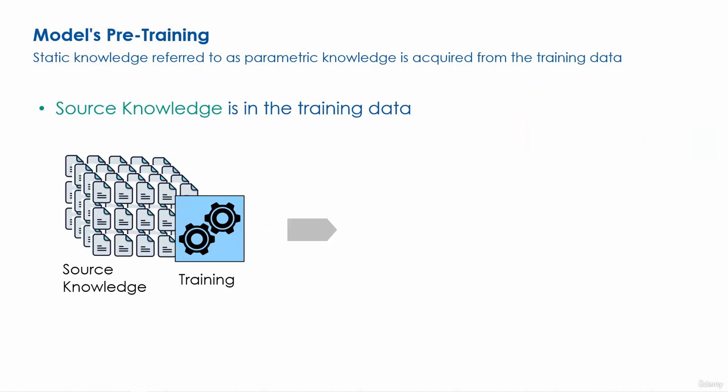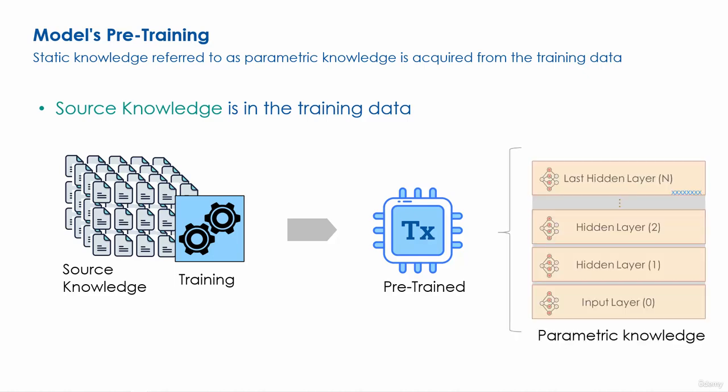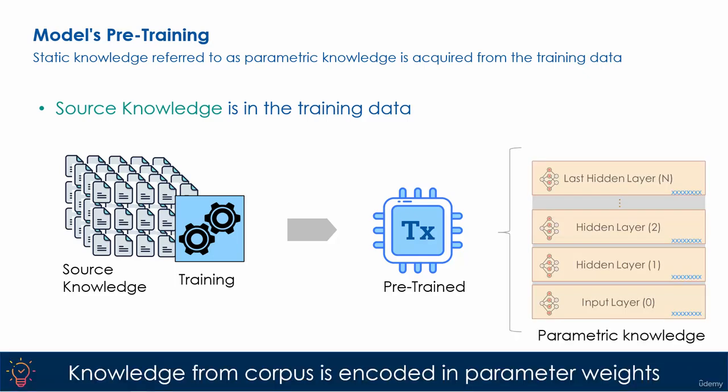Models acquire world knowledge from the data used for training. This training corpus contains the source knowledge, and this source knowledge is encoded in the model in the form of parameter weights. This knowledge is static as the weights stay the same unless the model undergoes fine-tuning, and that will lead to the change in the weights of the parameters. And that means there will be a change in the knowledge.